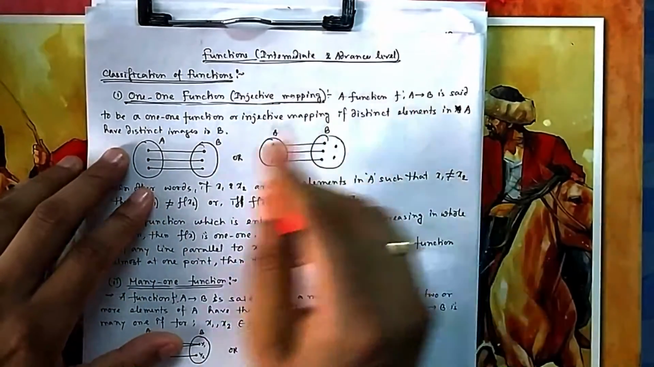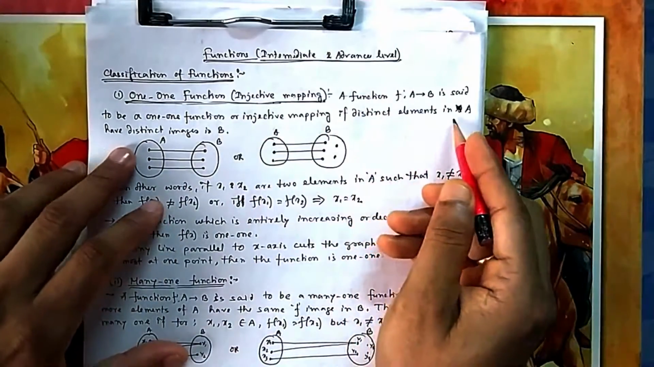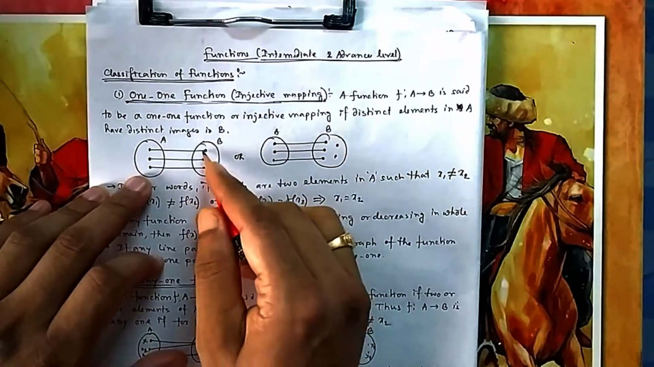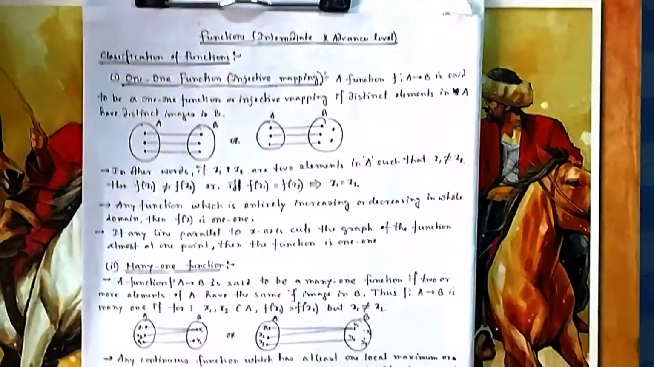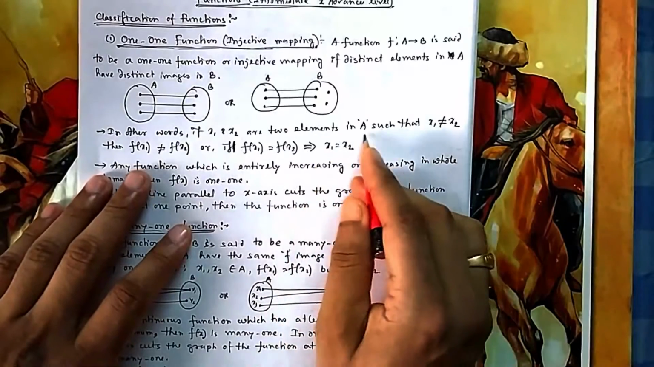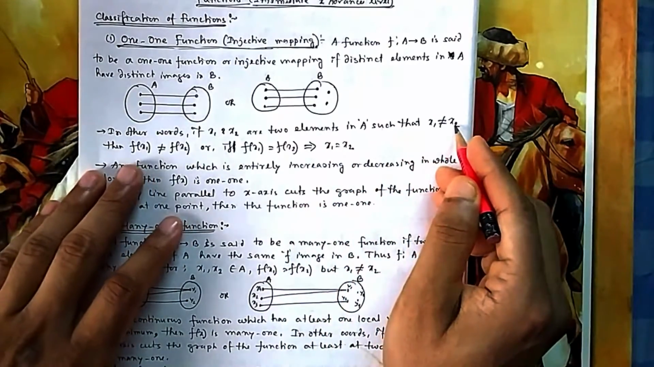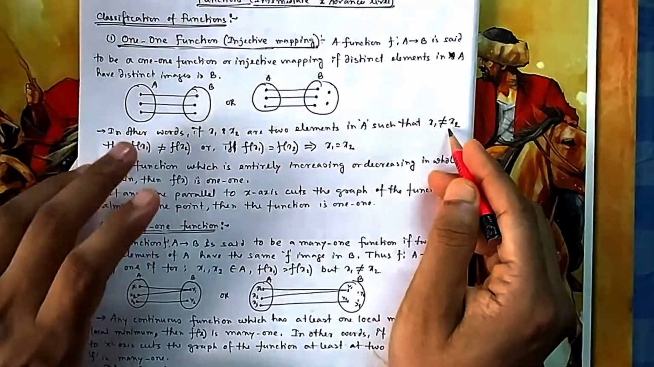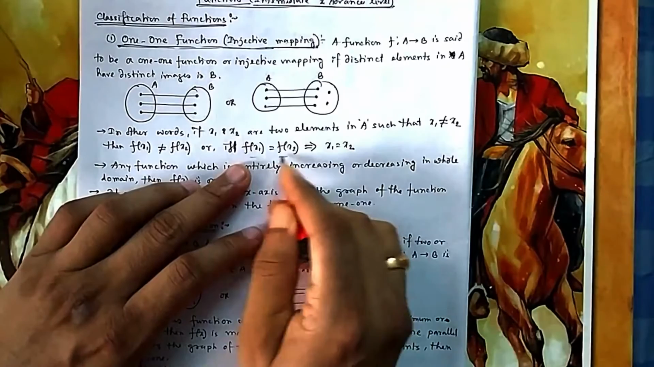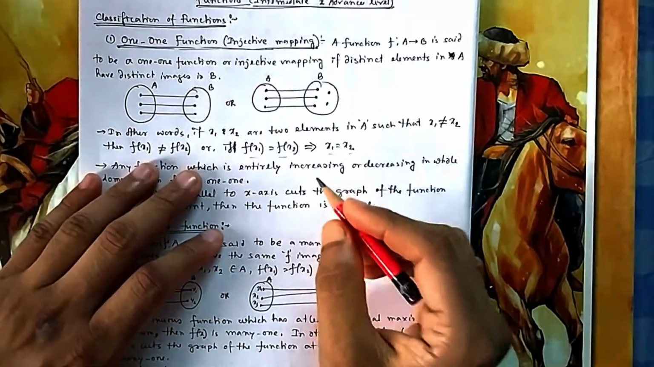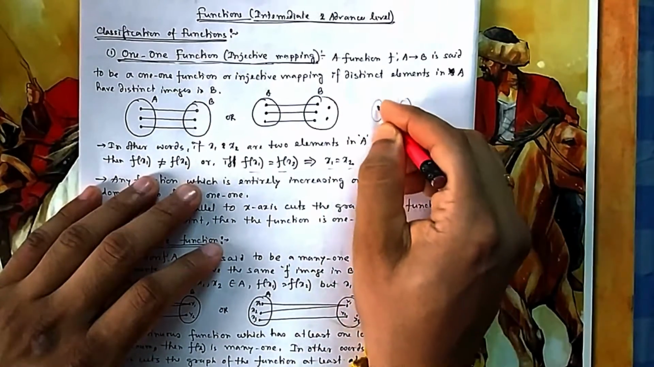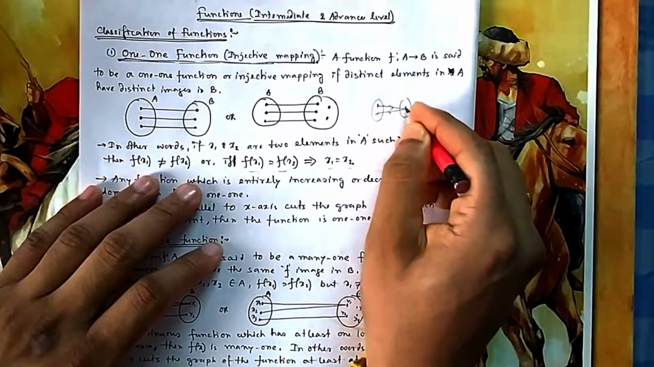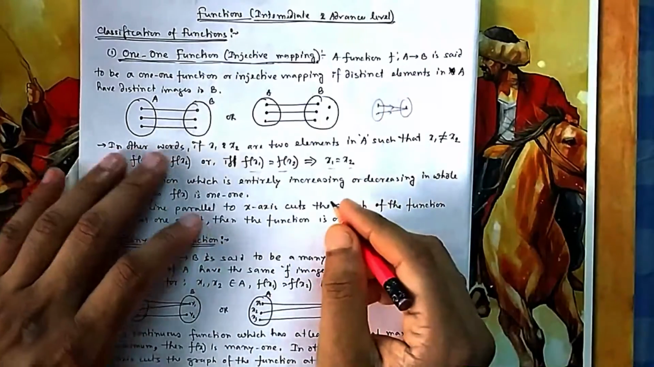So f from A to B is said to be one-one or injective mapping if distinct elements in A have distinct images in B. So if you choose different elements from A, it should give different images, not the same image. In other words, if x1, x2 are elements of A such that x1 is not equal to x2, then f(x1) is not equal to f(x2). If these two are not the same, then the outputs should not be the same either. If the outputs are the same, that means the inputs should also be the same. You have already seen this type of function. This and this is also a function, but this is not one-one because two are going to meet the same God.